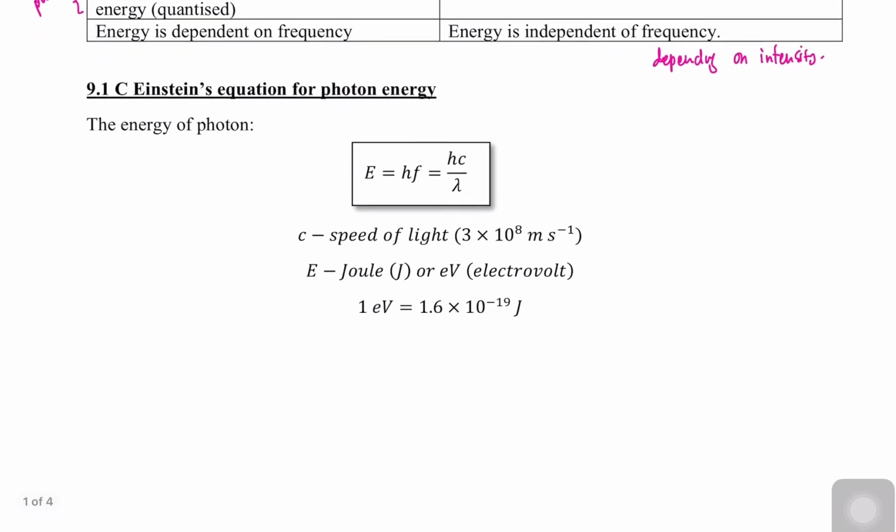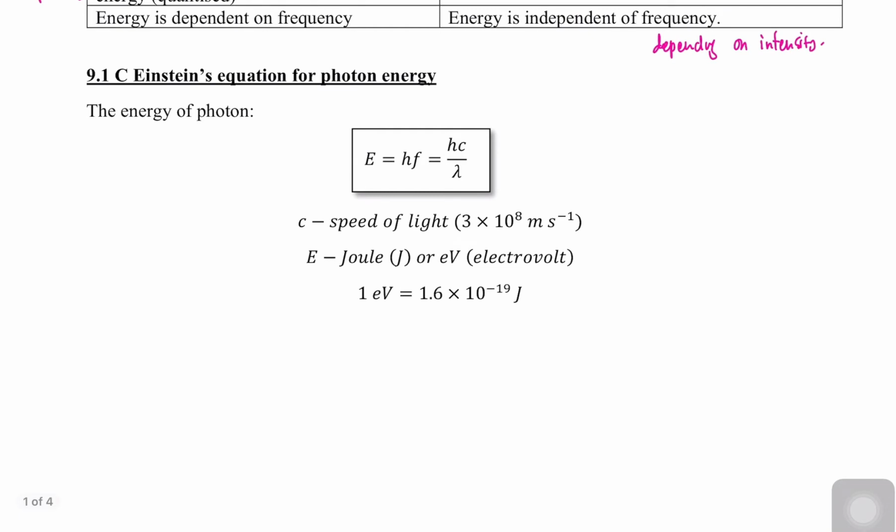In 9.1c we learn about Einstein's equation for photon energy, the photon energy of light. The energy of the photon is E equal to hf equal to hc over lambda. The last part is a derivation from v equal to f lambda. Because this is a photon, it is c equal to f lambda, so f equal to c over lambda. So just substitute like that. c is the speed of light, and the speed of light is a constant.